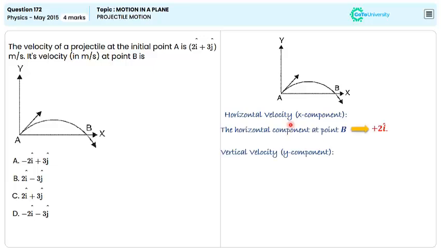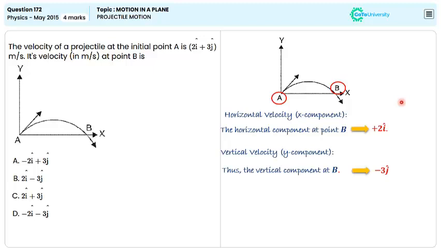Moving to the vertical velocity, which is nothing but the y component, the vertical component changes due to gravitational acceleration. Since point B is at the same height as point A, the vertical component of the velocity at B will have the same magnitude but opposite direction as it had at A. Thus, the vertical component at B will be minus 3j.